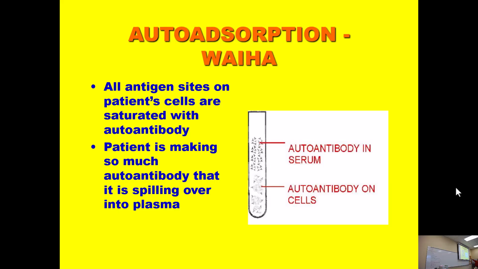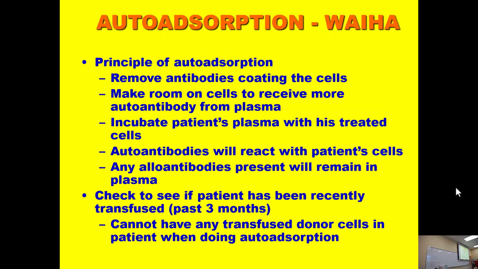So what we do, all antigen sites of the patient's cells are saturated with autoantibody, but the patient is making so much autoantibody that it's spilling over into the plasma. So these are red cells coated, but there's still a lot of it in the plasma. So what we do is we're going to remove the antibodies coating the cells to make room for the antibodies in the plasma to reattach. So we're going to incubate the patient's plasma with his treated cells. Autoantibodies will react with the patient's cells, and the alloantibodies present will remain in the plasma.